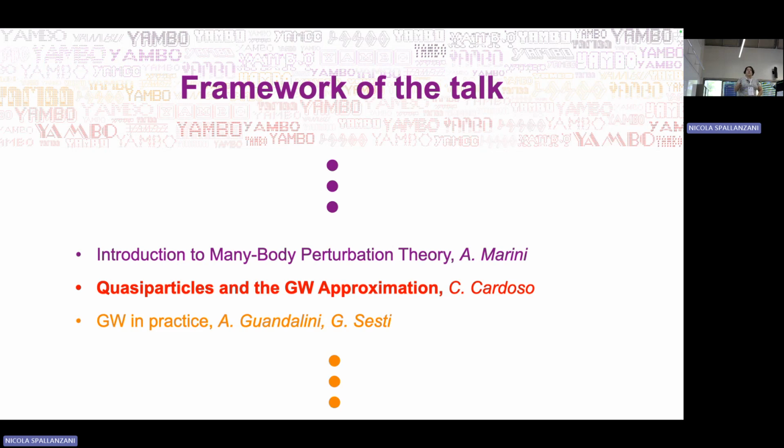I will talk about some concepts of the GW approximation, and afterwards, Alberto Guandalini and Giacomo Sesti will talk about the actual equations that we have to solve and how we solve these calculations to get the quasi-particle band structure, for example.